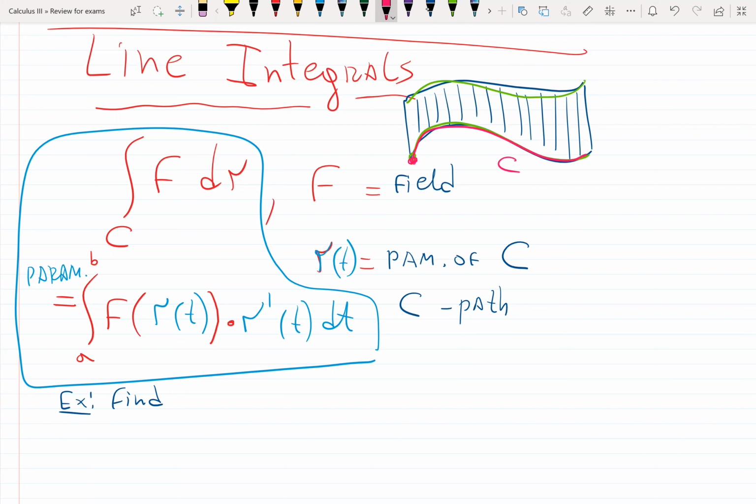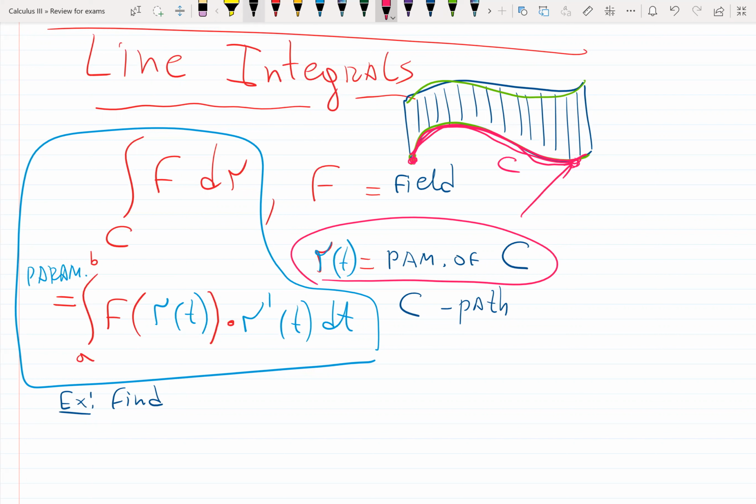So r describes our path. The job of r of t is to describe this curve. I like to show in class, you take a laser pen and describe the path with your laser like so. Is it going in the negative or positive direction? That's why it's called parameterization. Its job is literally to describe the path.